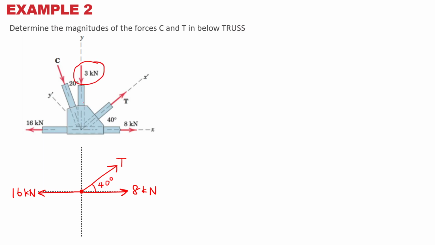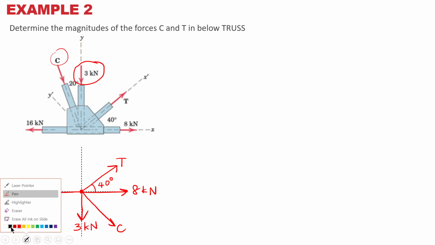3 kilonewton. Can transfer it down. So when you transfer, it's going to be like this. 3 kilonewton. What else? What else is missing? C. C has to be transferred too. So when you transfer, you're going to get C here. Remember, you have to put your angles properly. So this angle is actually 20 degrees. Okay? So this is done.